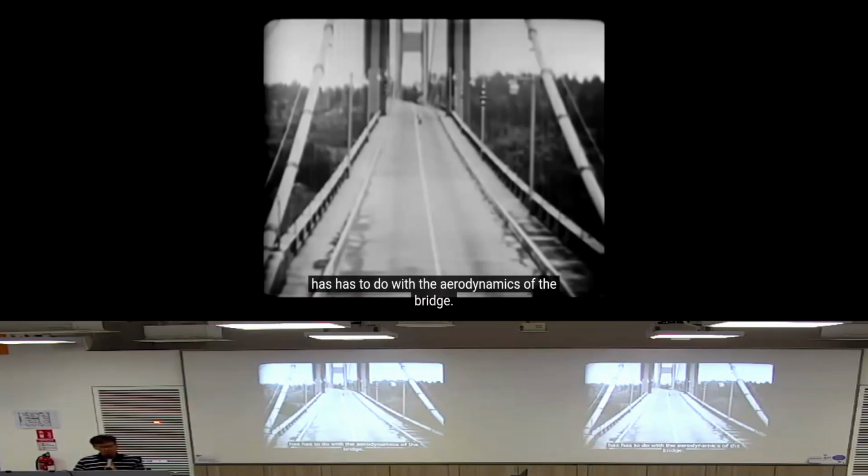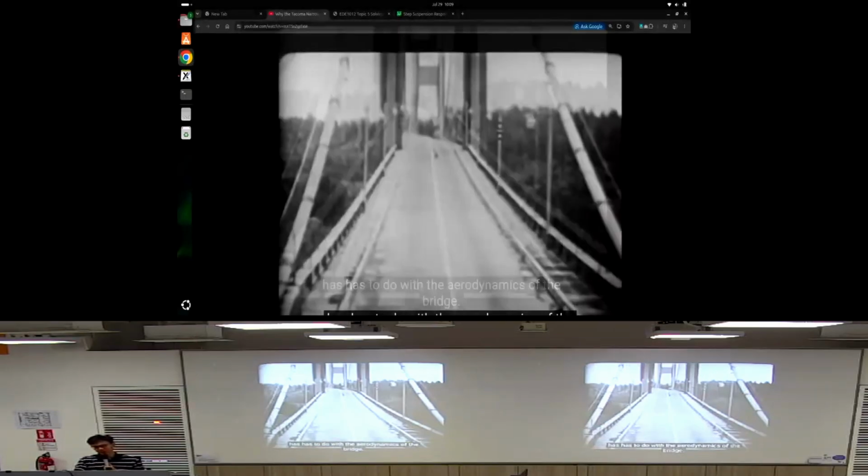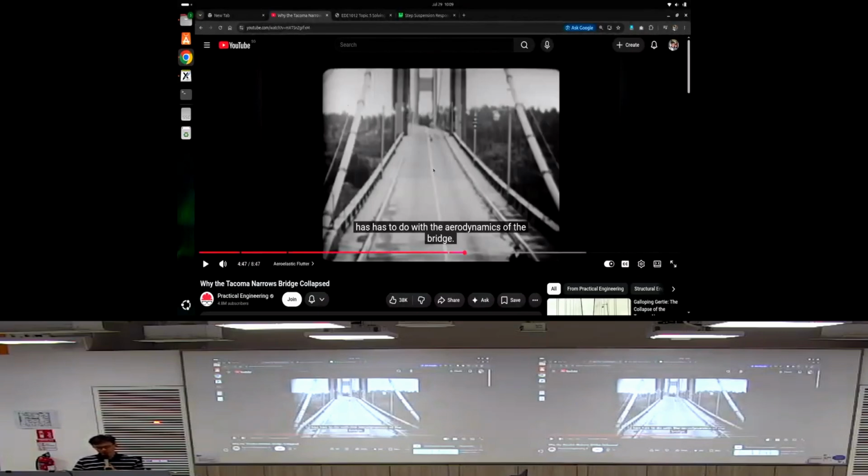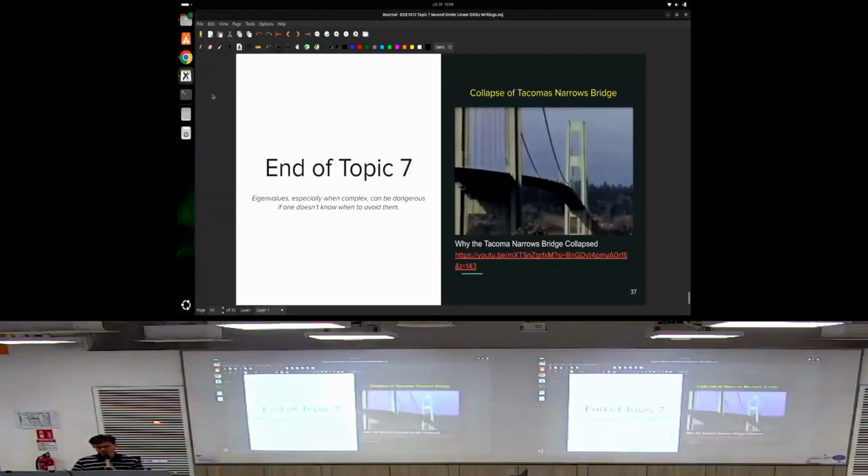Okay, so I leave the link of the story of this collapse here. If you guys are interested, you can watch the YouTube video. Okay, but just to summarize, why is it that this bridge collapsed under very light wind loads? The wind blowing across the bridge is actually not strong. It's just a very light wind. So why is it that the bridge collapsed?